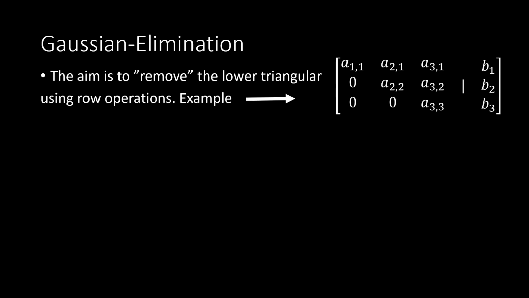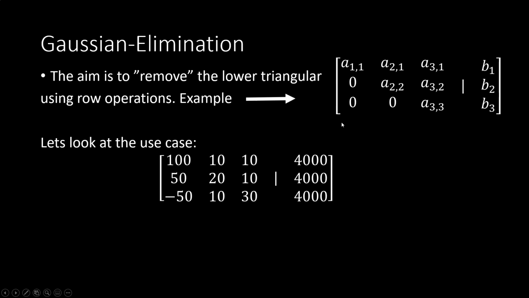So the goal for Gaussian elimination is to essentially remove the lower triangular part of any given matrix using these row operations. So for example, if our A matrix is a 3 by 3, as we see right here, we want to have these three zeros. So let's go to our use case.